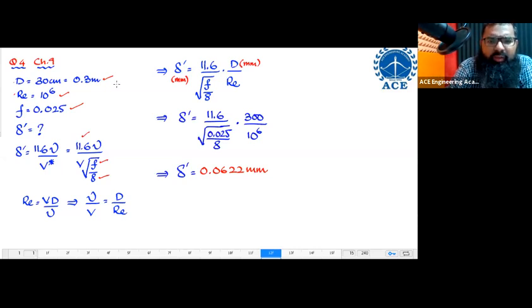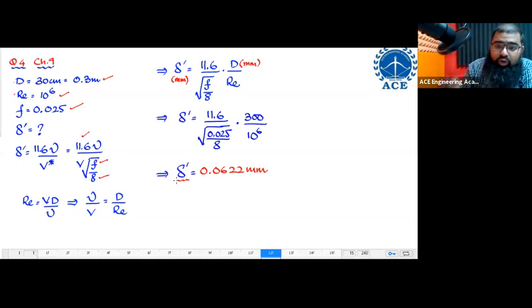Common Reynolds number. Friction factor 0.025, that is also quite common. All this data given to you is pretty common. That means if this is practical data, the answer for delta prime is also a very practical value. This is the general range of delta prime. It won't be even 1 mm. It won't be even 0.1 mm sometimes. You see, this is less than 0.1 mm.